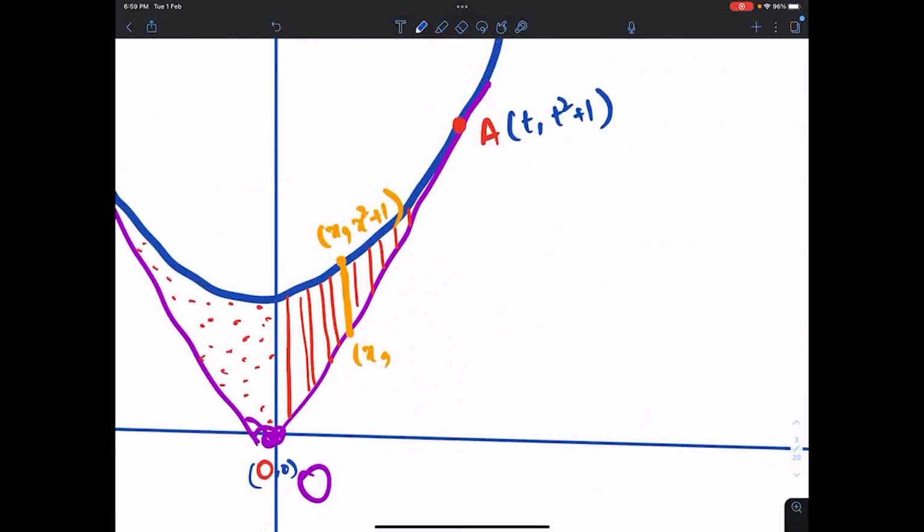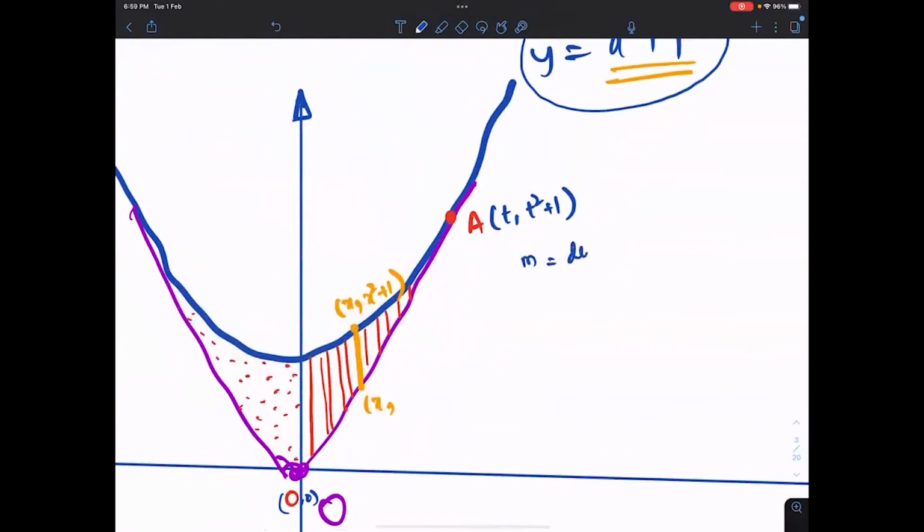What is the slope of the tangent at A? The slope of the tangent at A will be the derivative. Slope means dy by dx, and you will get 2x. So at the point t comma t square plus 1, what will be the slope of the tangent? It will be 2t. Now this slope of the tangent must be the same as the slope of OA, because it is passing through the origin. What will be the slope of OA? y2 minus y1 by x2 minus x1, that is t square plus 1 by t.